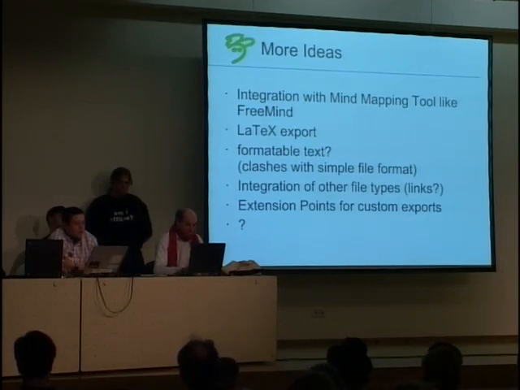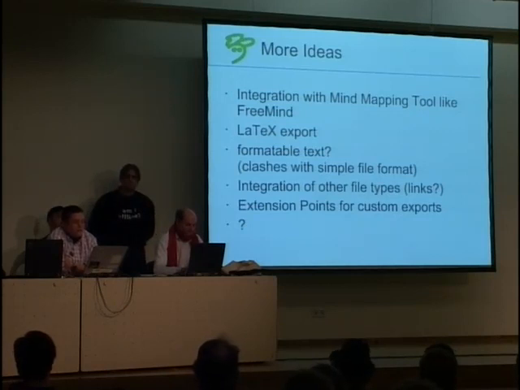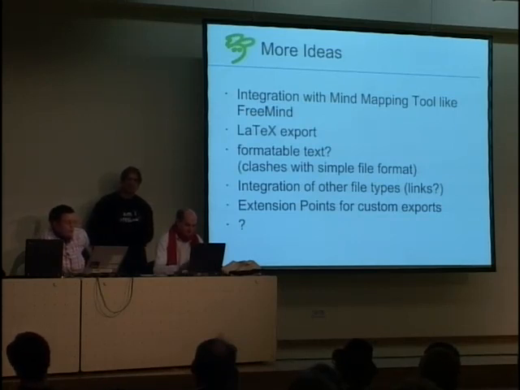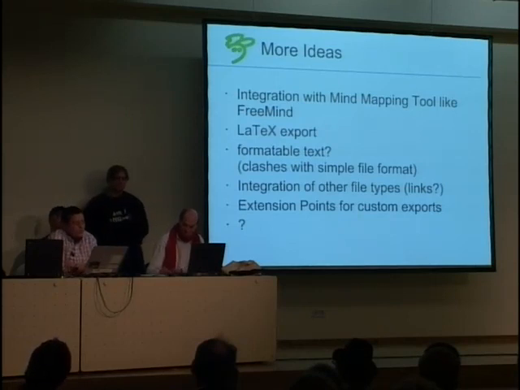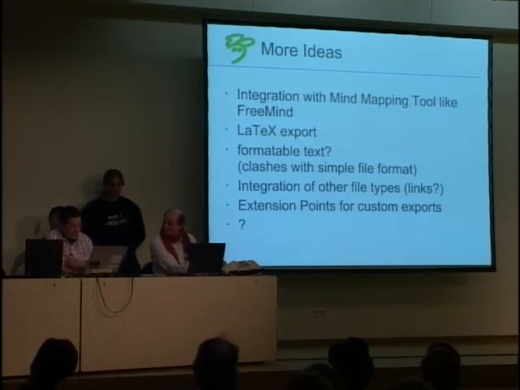LaTeX export. I'm thinking about formattable text, but it clashes with a simple file format. Even if you just put HTML in there, it's not as easy to edit. Possibly integration of other file types, pictures, etc., with links, and which is very easy with Eclipse to do extension points for custom exports. So it's easy to write an export with some Java classes.